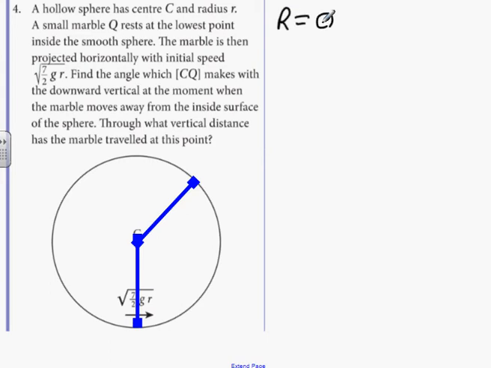Now, the odd thing about this one is in the last question you were on the outside of the sphere. This question you're on the inside. So it's like doing a loop-the-loop. You've seen motorbike riders who can go all the way up and around if they're carrying enough speed. That can actually happen, and you'll never lose contact with the surface. Okay?